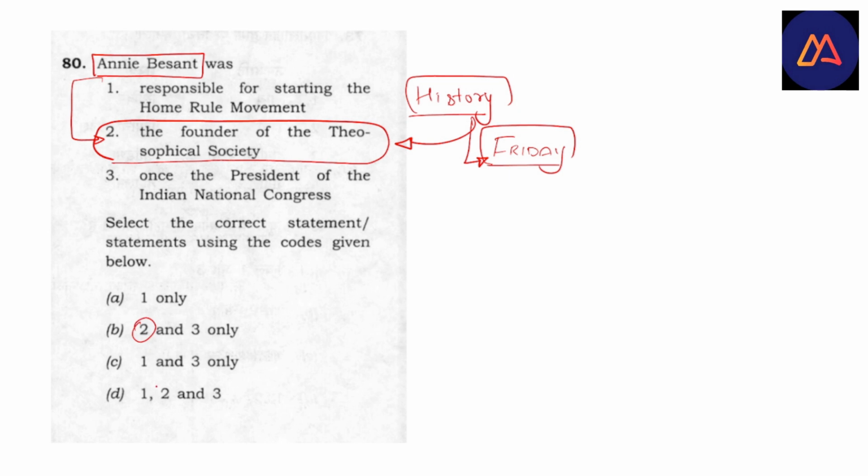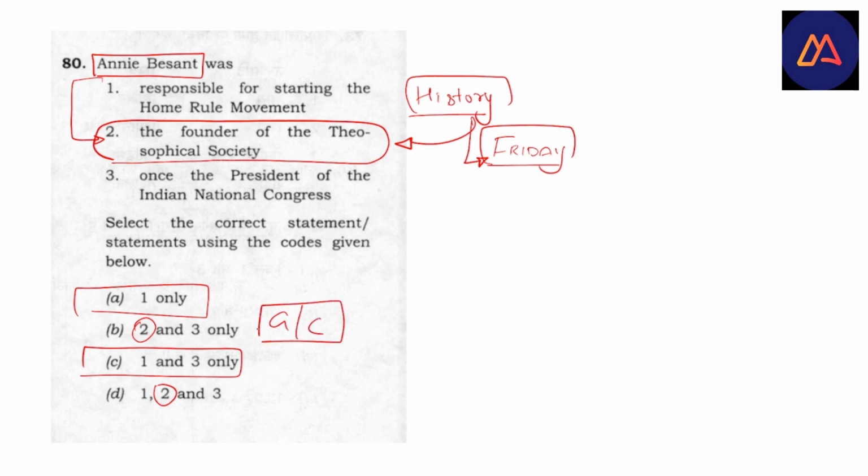So look at this K. Now the option was A or C. If you see this, inside the hall this happened, and inside the hall, once the president of Indian National Congress, this I wrote as C.